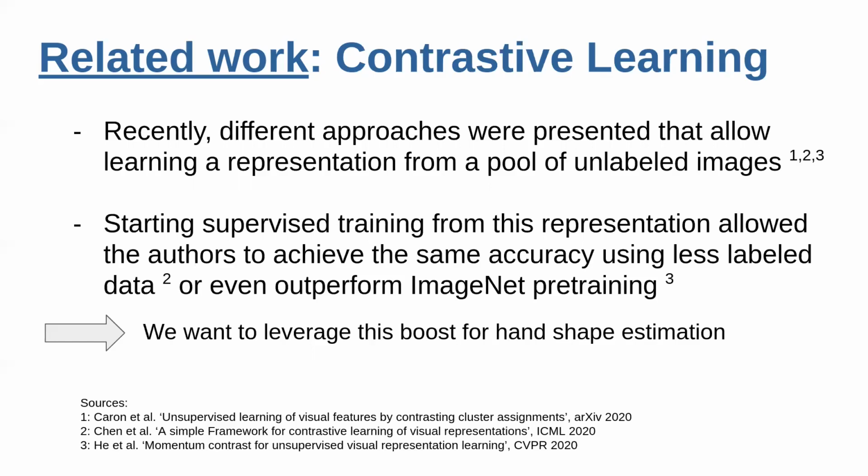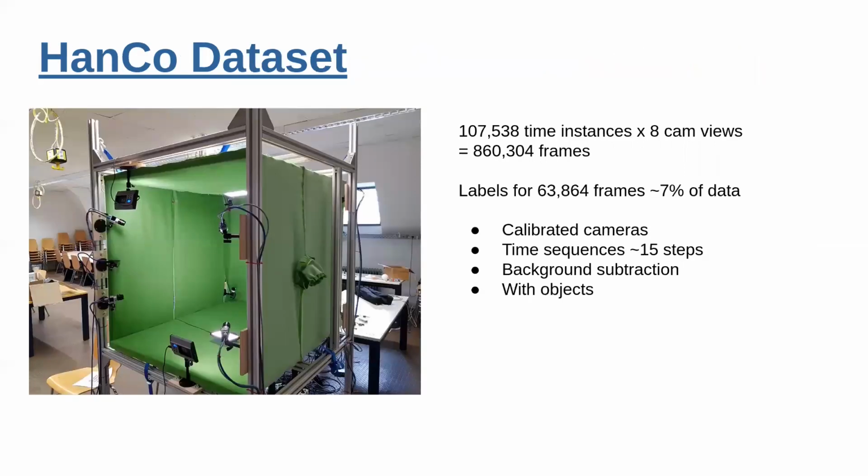Our work aims to bring these advances into hand shape estimation, and to this end, we have collected and publicly released the HanCo dataset. The dataset was recorded with the setup depicted. We have recorded about 100,000 time instances with 8 RGBD cameras, giving us a dataset of around 860,000 images, of which approximately 7% have been labeled. Our dataset has the following unique properties: a green screen background allowing for simple background randomization, having intrinsically and extrinsically calibrated cameras, and short video clips of hand motion, as well as showing a variety of hand-object interactions.